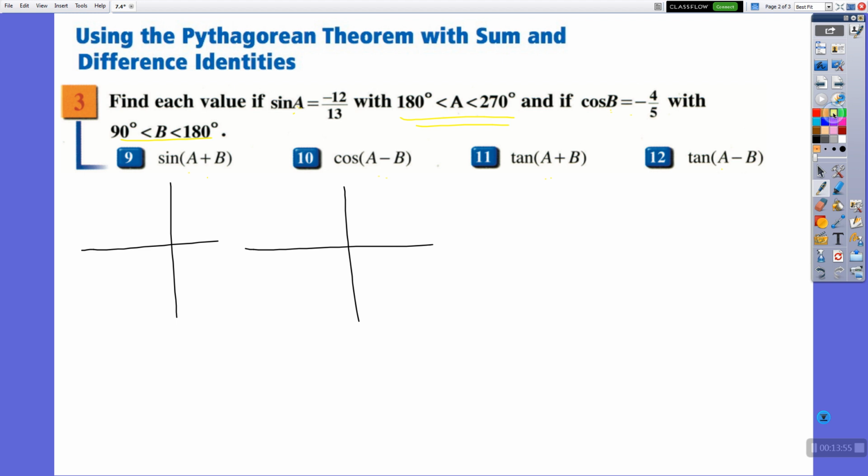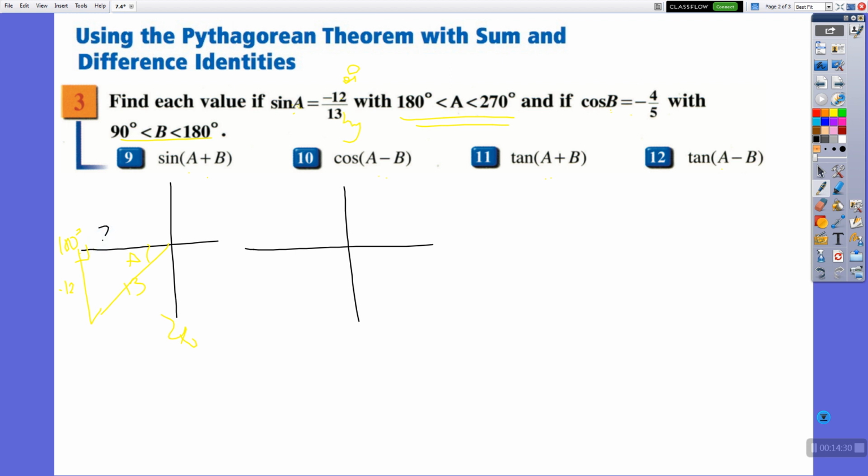So for the first one, sine A between 180 and 270, which means it's in the third quadrant. In the third quadrant, here is my angle. It must be adjacent to the x-axis. Be careful about that. You are given sine. Sine means opposite over hypotenuse. So your opposite is negative 12. Hypotenuse is 13. What is the missing side?